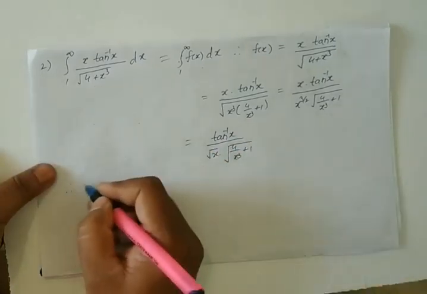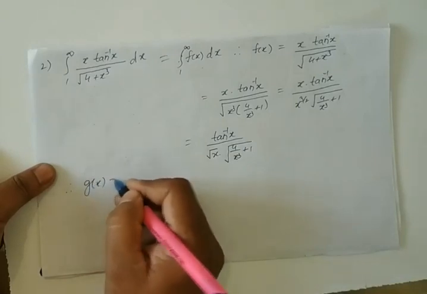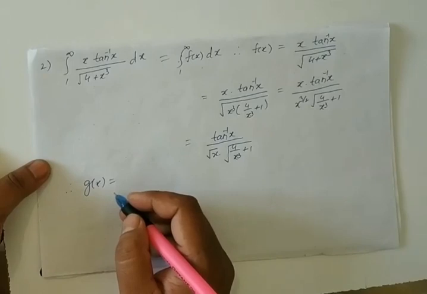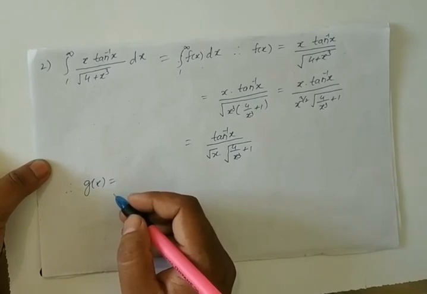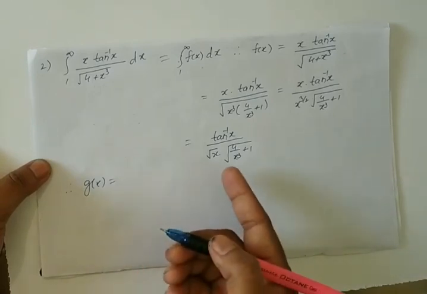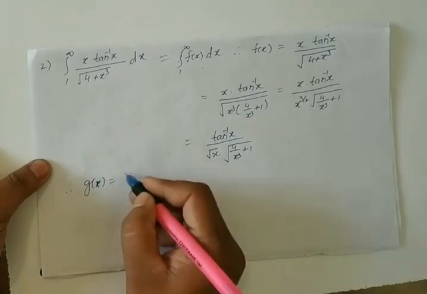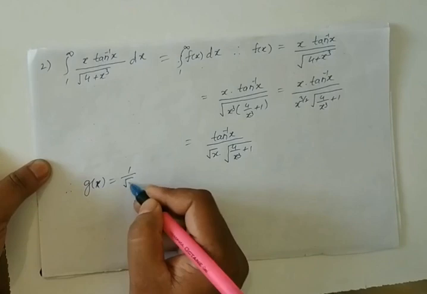Now tell me, so here what is g of x? Okay, so here we have to choose g of x such that limit x tends to infinity f of x by g of x is finite. That's all. Whenever you are choosing the function g of x, you have to see the given function f of x. So here I am taking g of x as 1 by root x.